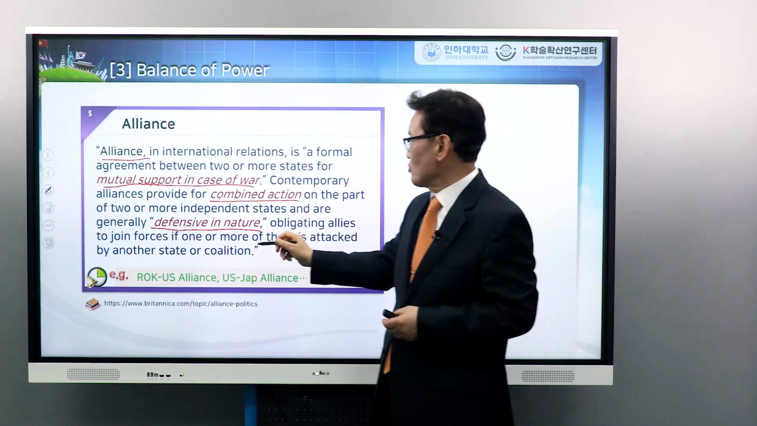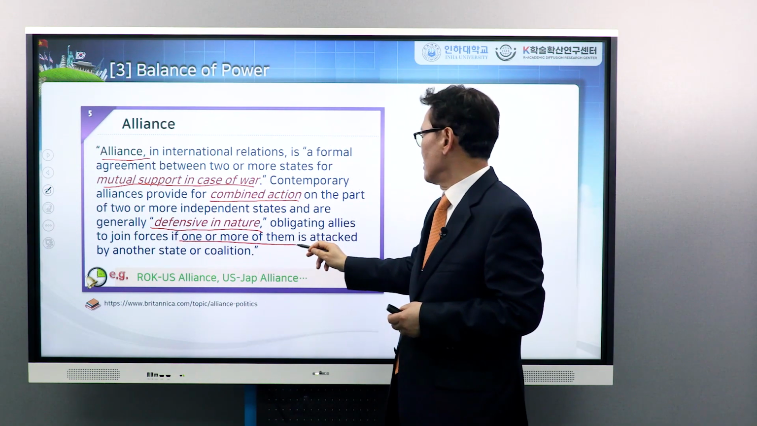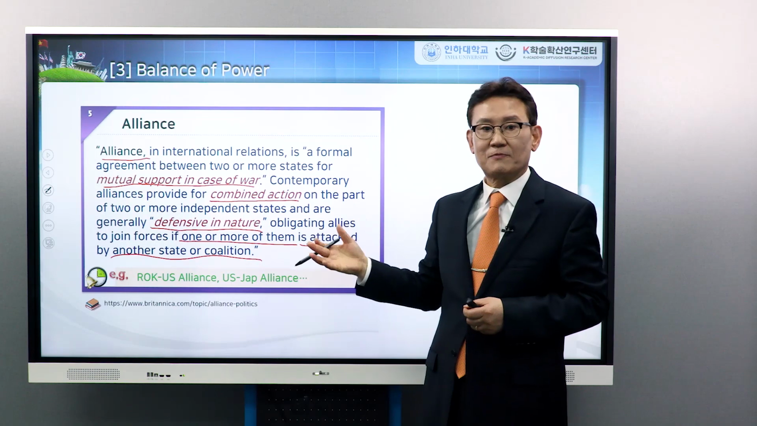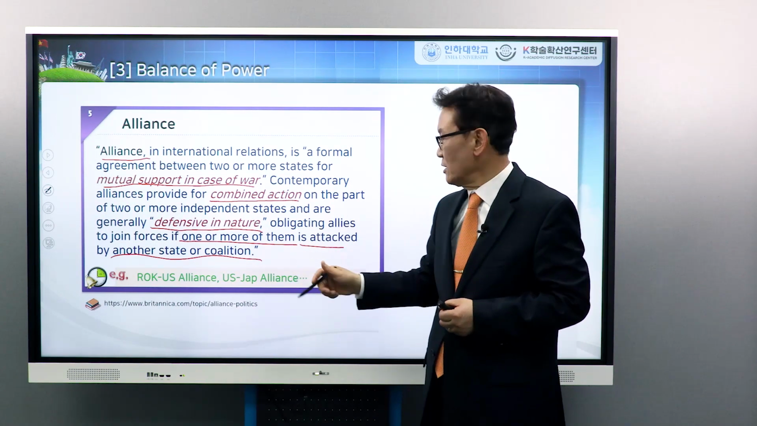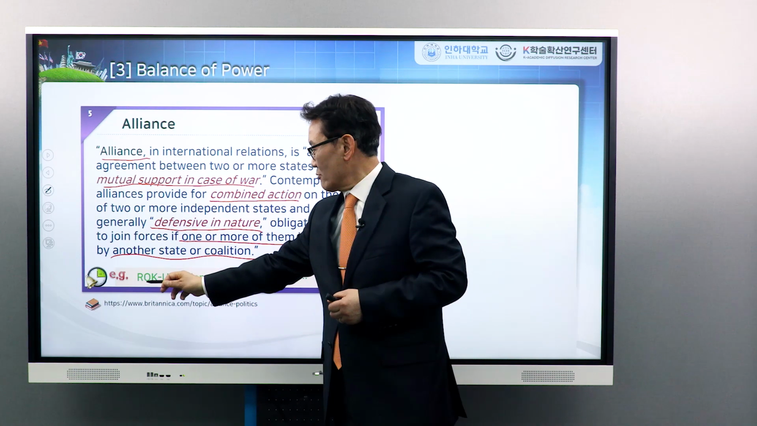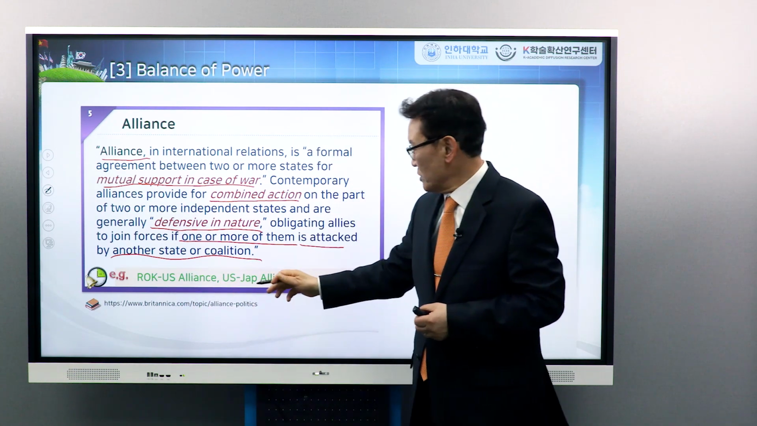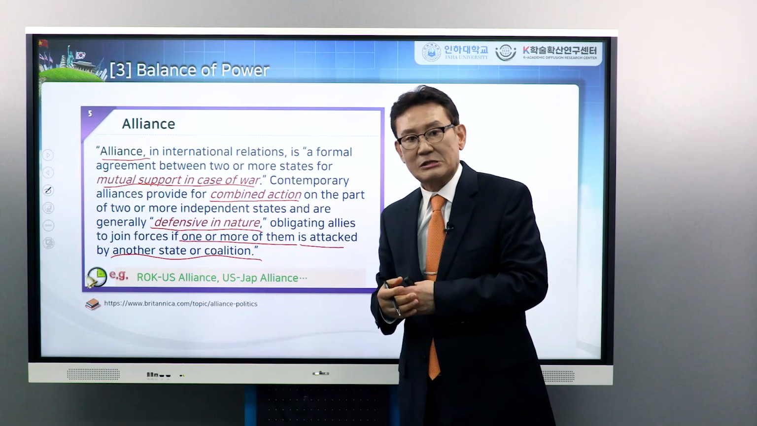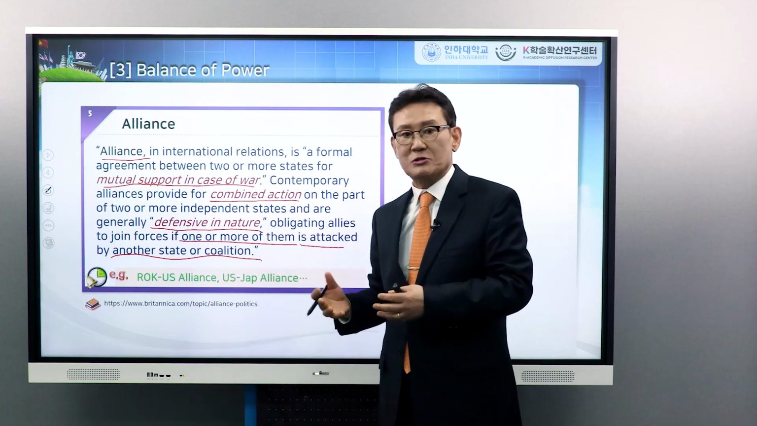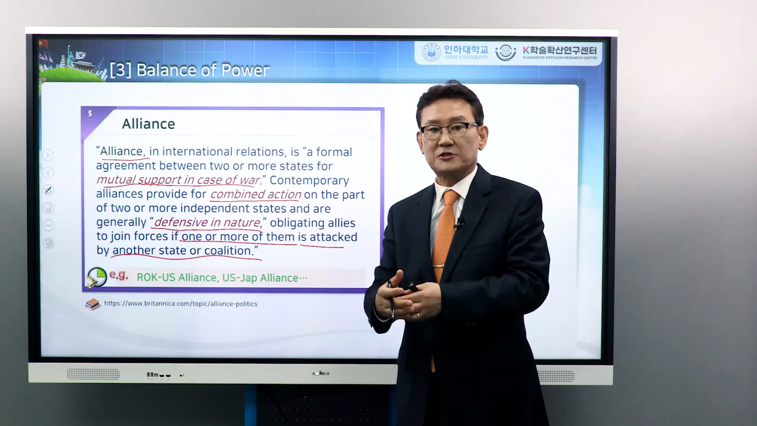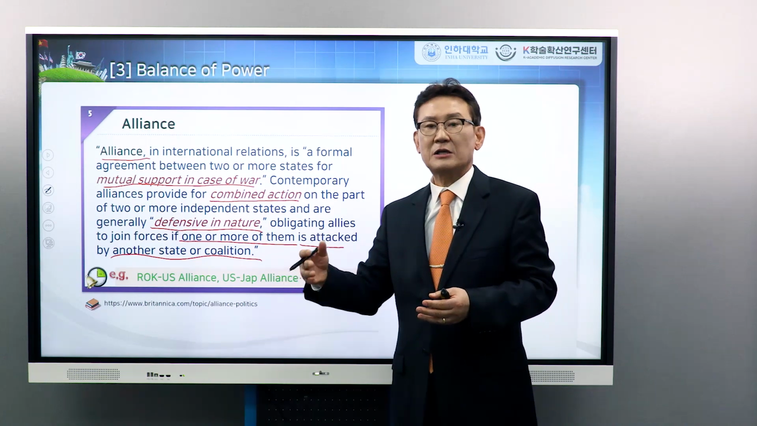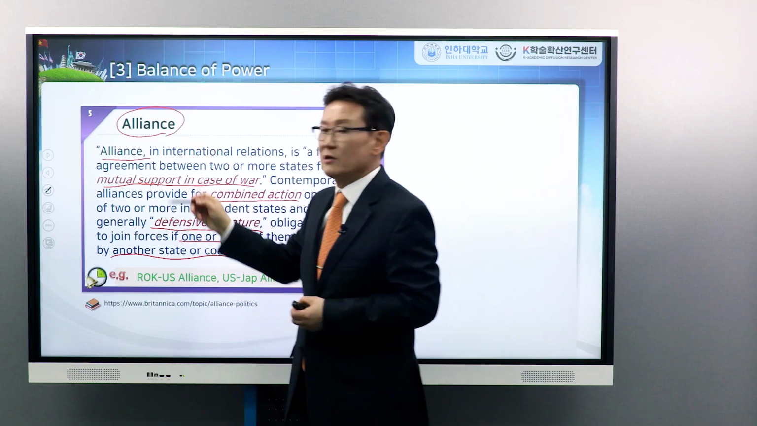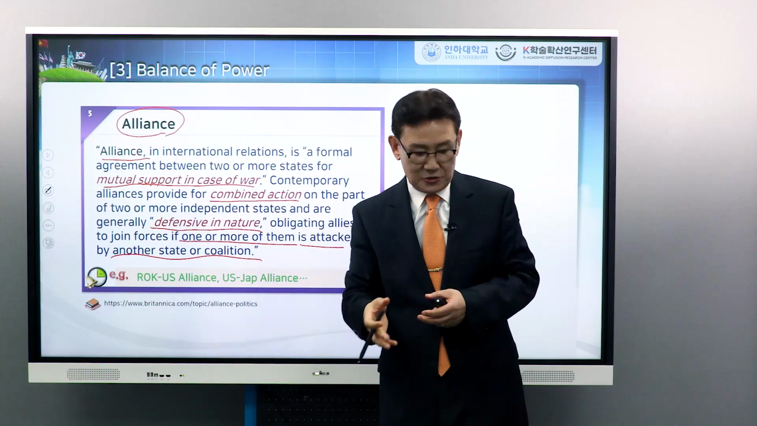Allies are obligated to join forces if one or more of them is attacked by another party or coalition. A good example is the current ROK-US alliance, the US-Japanese alliance, the US-German alliance, and the US-Saudi Arabian alliance. These alliances are defensive in nature, and they act together in case of any attack by a third party. Obviously, alliance is a prominent means to achieve balance of power.